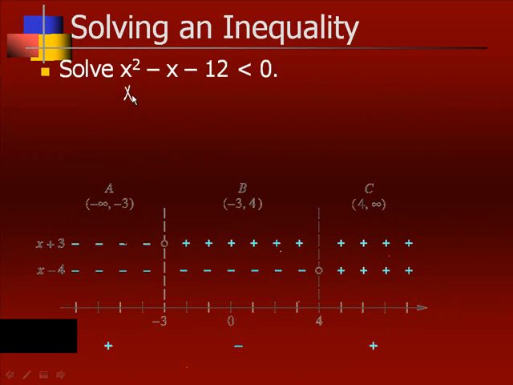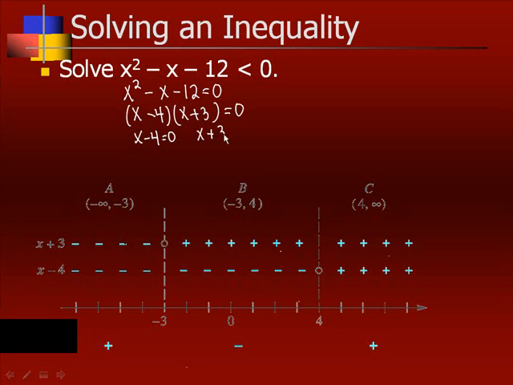Okay, so for instance, we're going to solve x squared minus x minus 12 equals 0. Now I know this one's going to factor, so we're going to do x minus 4, x plus 3 equals 0. Set each of these equal to 0. x minus 4 equals 0, x plus 3 equals 0. So we get x equals 4 and x equals negative 3.